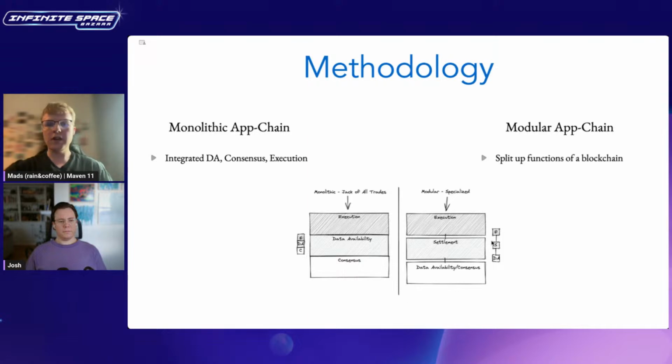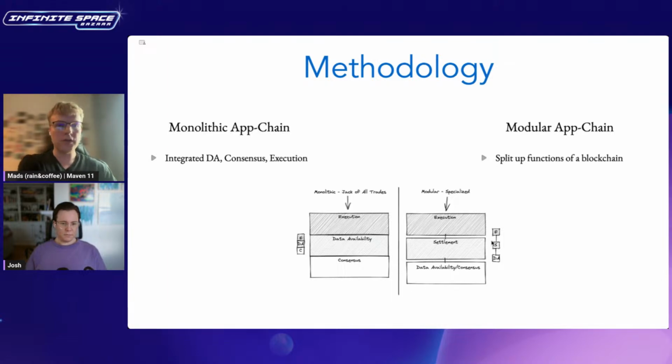The methodology I'm using is, at the danger of coming up with too many words, I just say monolithic app chain. A monolithic app chain could be a chain like Osmosis. It's an app chain that does everything by itself, so it's integrated DA, consensus, execution, settlement, whatever you want to call it. A modular app chain, I generally also call an application-specific rollup. So this is an app chain. It could be a DeFi application. It could be a social application that only handles some aspect of what a blockchain does.